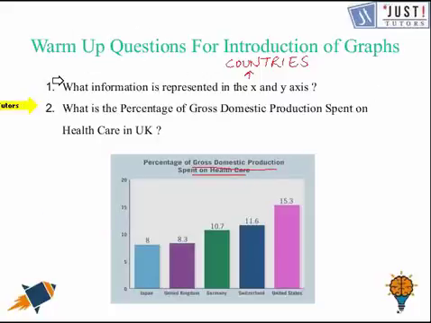Now our next question is, what is the percentage of gross domestic production spent on healthcare in UK? So first of all, we come to x-axis and see which bar is representing UK or United Kingdom. So it's this one. And on top of it, we see it's 8.3. So 8.3% is spent on healthcare in UK.